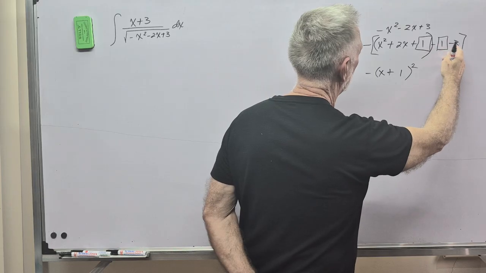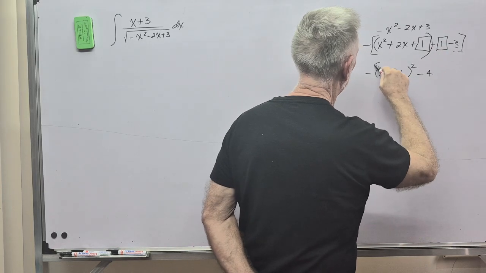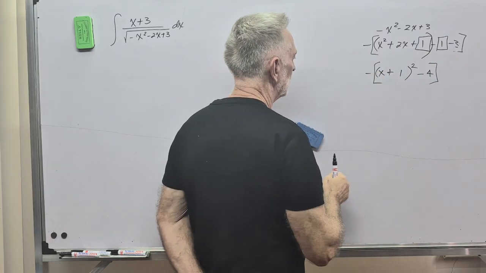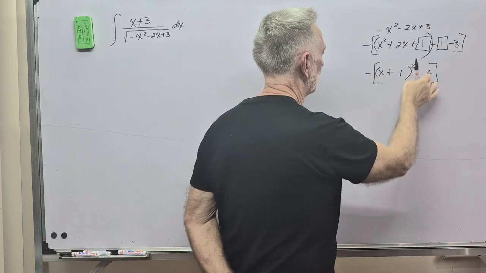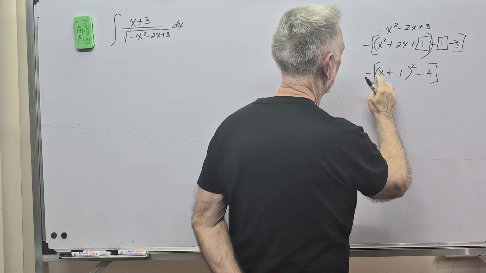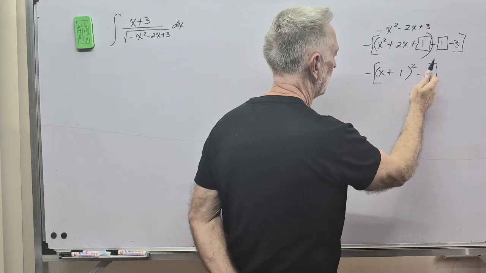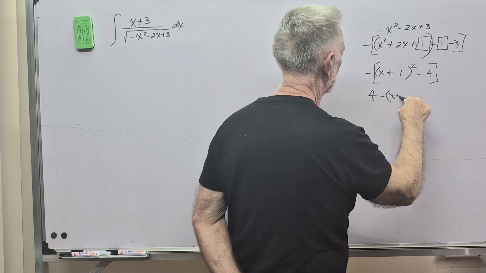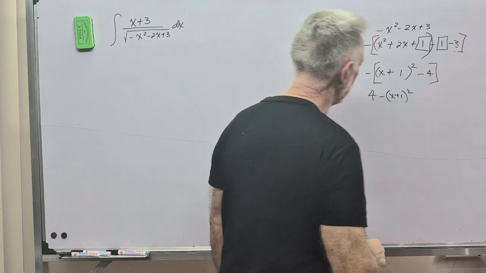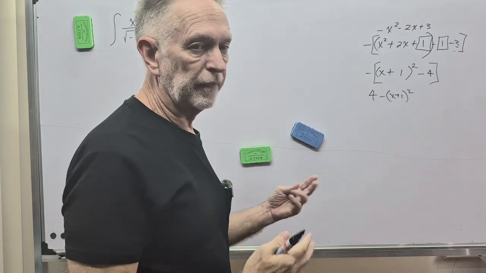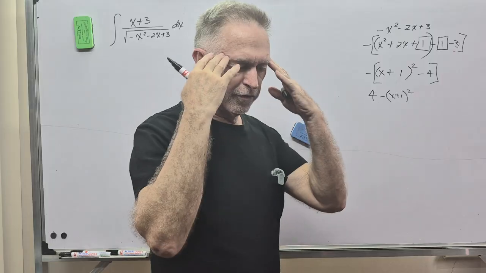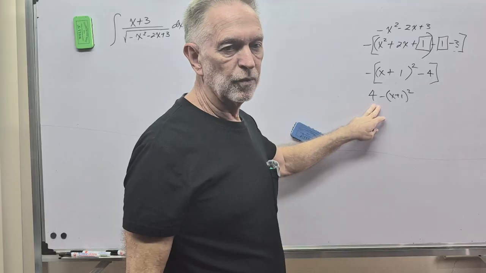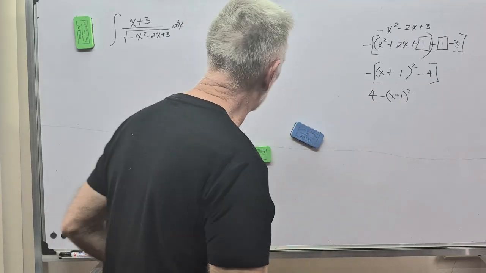Now, minus 1 minus 3 is minus 4. Keep in mind, I have the negative outside of those brackets. So I'm going to distribute that negative to this point here, keep it on the other term. So negative, negative gives me a positive 4 minus x plus 1 squared. Okay, if you just look at that, and think about trig functions, that looks like a sine function, 1 minus sine squared. Okay, so hold that thought.